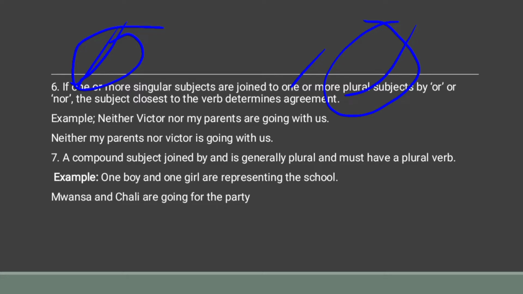Interesting. Neither my parents nor Victor is going with us. We have said the subject closest to the verb determines the agreement. So in this case, Victor will be closer to the what? To the verb which is going. Hence, Victor would determine the agreement. Now, since Victor is a singular subject, we use the singular verb which is. I think you are together on this one. The one which is closest to the verb determines the agreement.